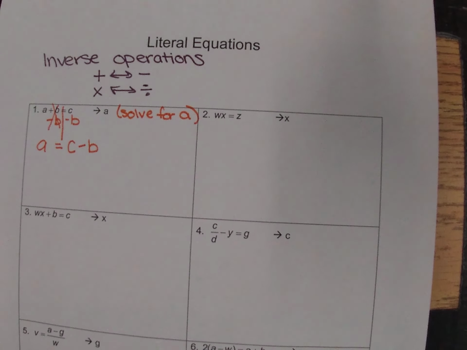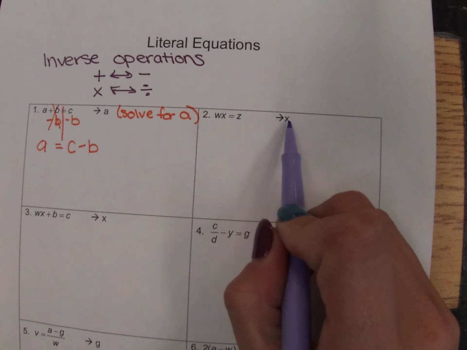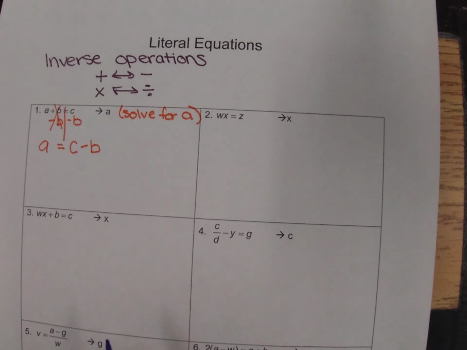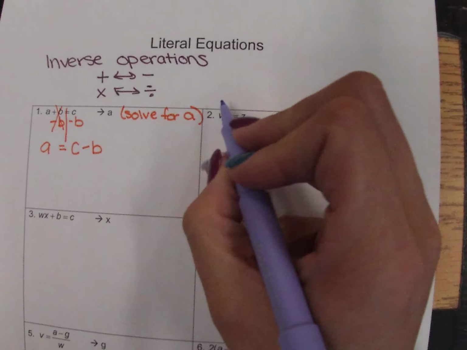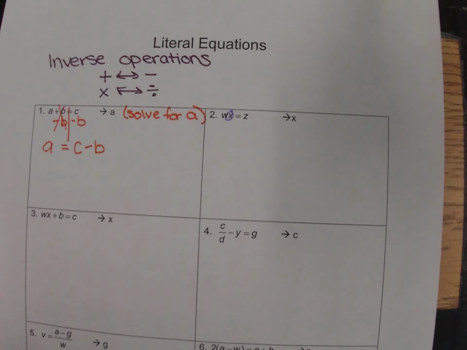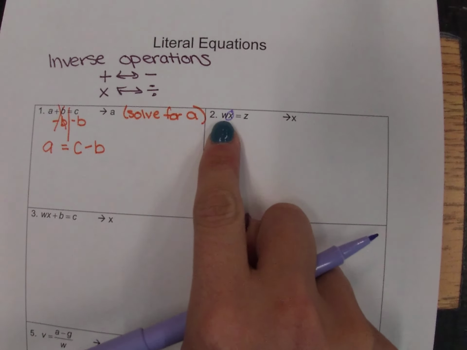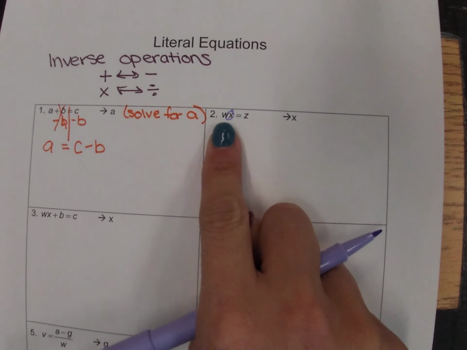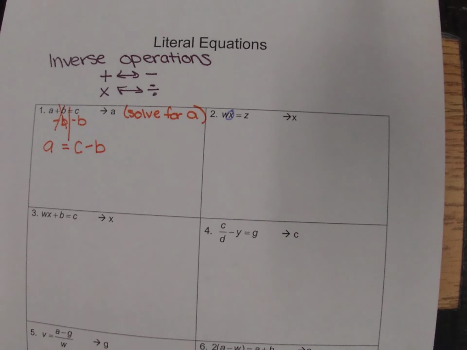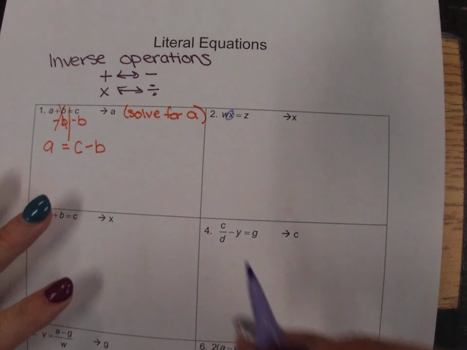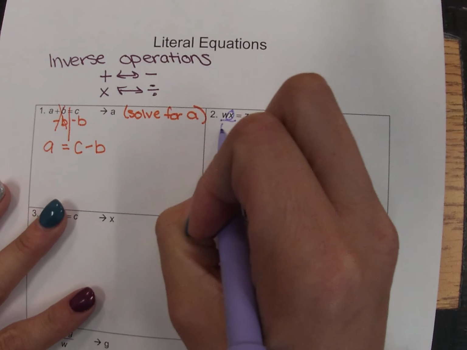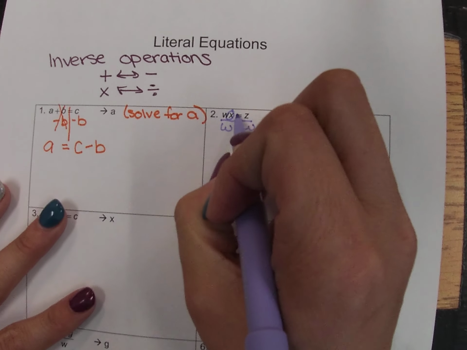If we look at number 2, we have wx equals z, and we are wanting to solve this for x. So our objective is going to be to get x by itself, and sitting right next to x, we have a w. We know at this point that when we see no operation happening in between two numbers, or in this case, two variables, that is multiplication, and we undo multiplication with division. So I'm going to divide by w.